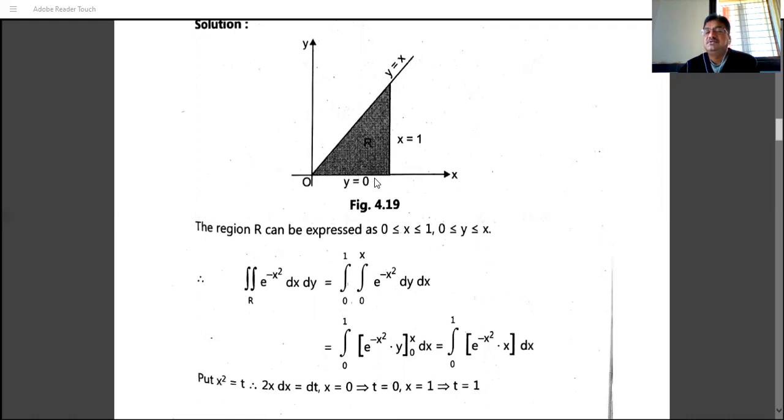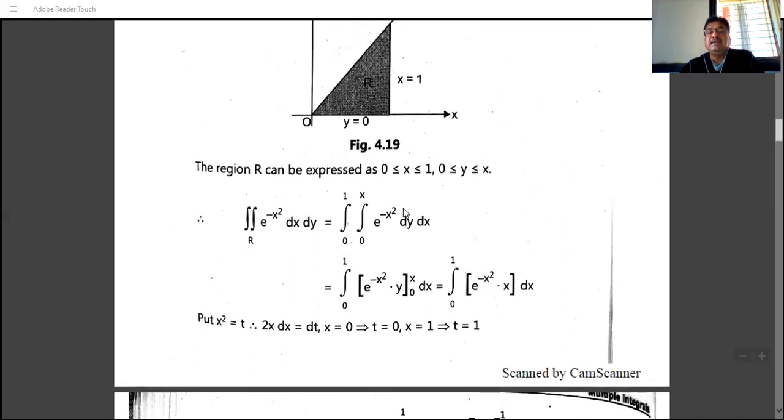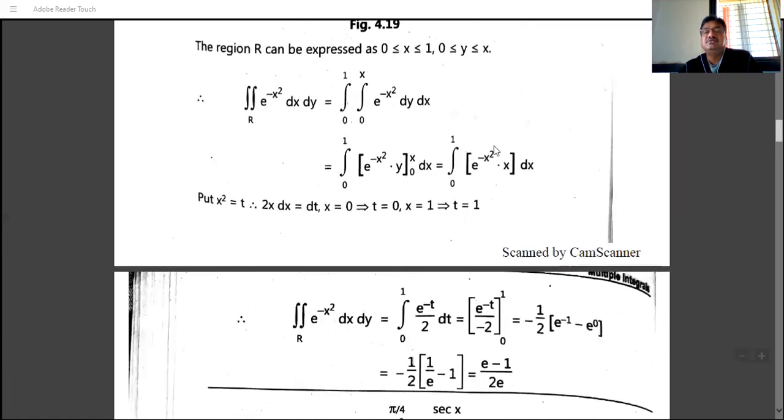X runs from 0 to 1. Okay. And therefore the limit on x is 0 to 1. And then e raised to minus x square with respect to y integration is e raised to minus x square into y, integration with respect to y from 0 to x. Then substitute the upper limit, value of y as x. We have this answer. And if we substitute y as 0, then the value at the lower limit is 0. So we have this.